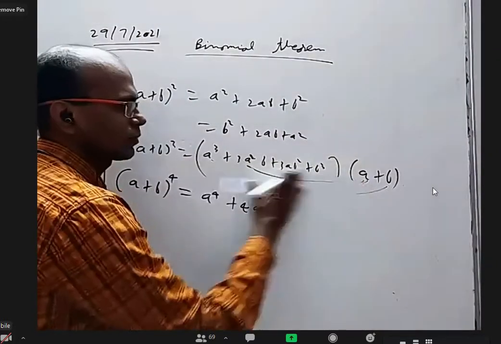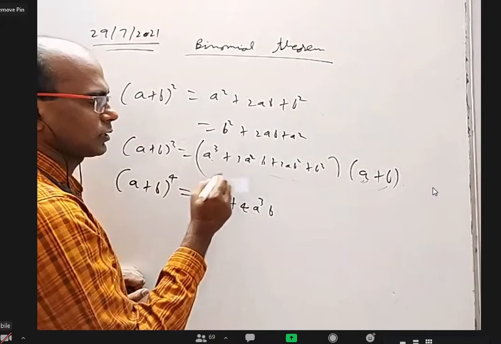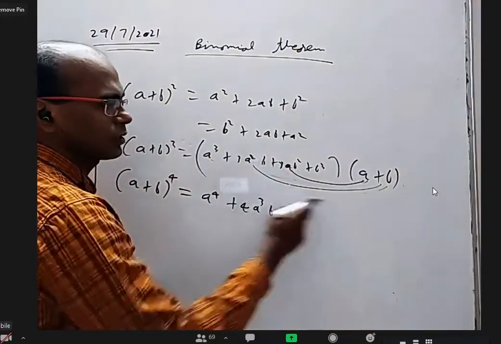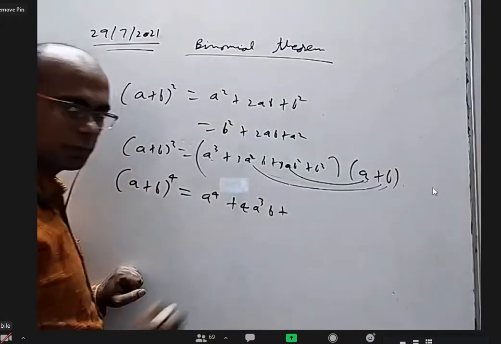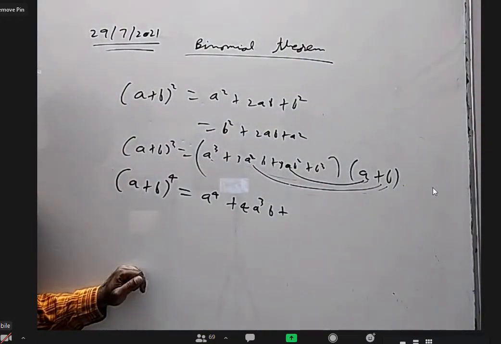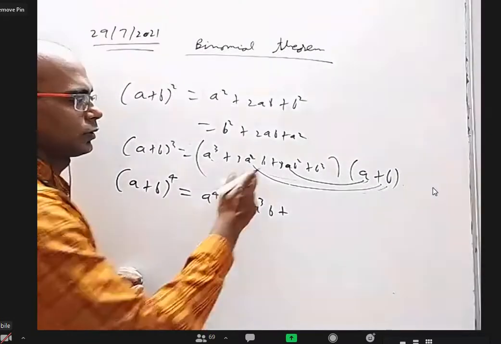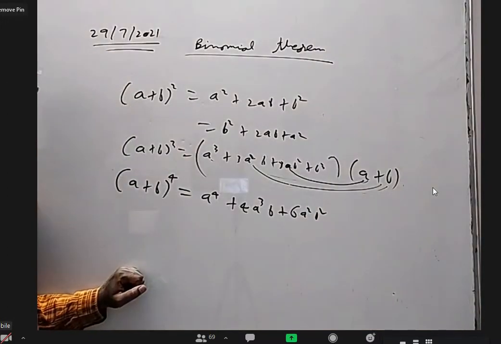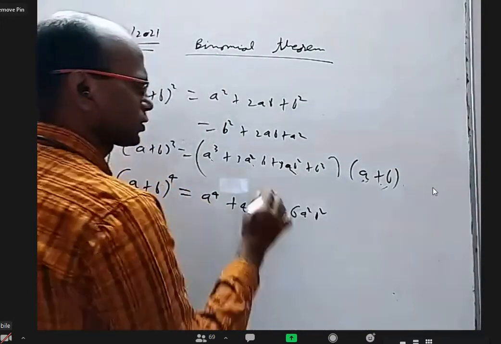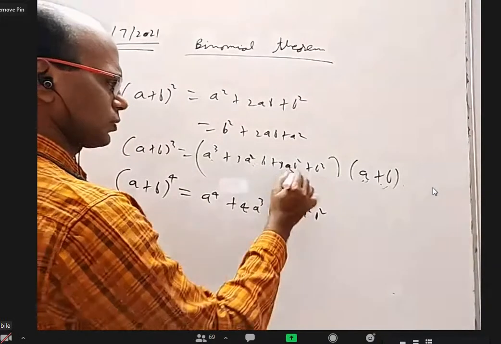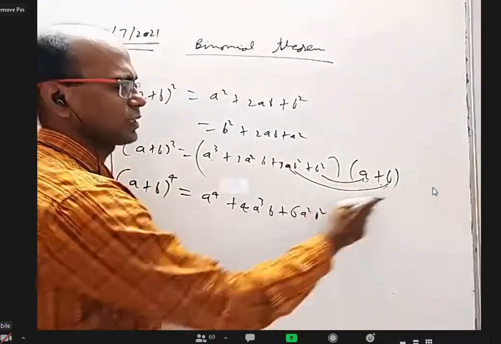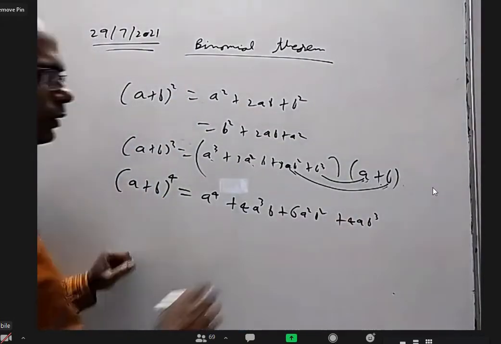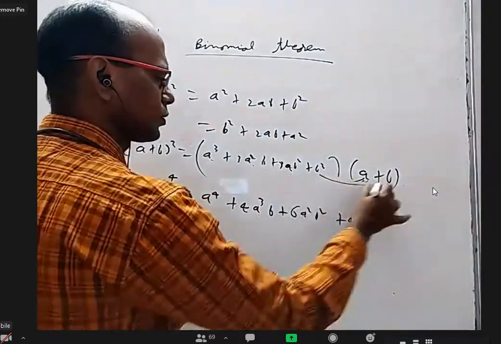Let us see what is coming in the next term. Let us take this into this, this into this. This is also a²b², this is also a²b². What will come? 3a²b², 3a²b², 6a²b². Right? Okay. Next, let us take the product of these two, the product of these two. This is 3ab³, this is ab³. 4ab³. Next, this into this is b⁴.